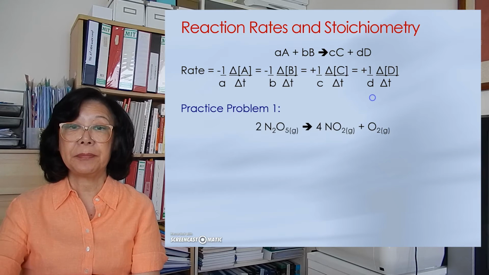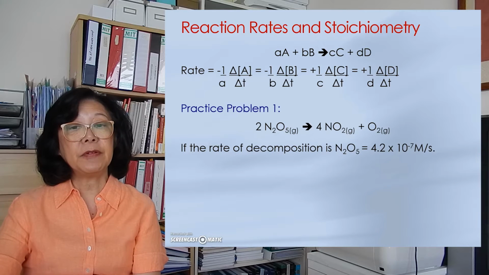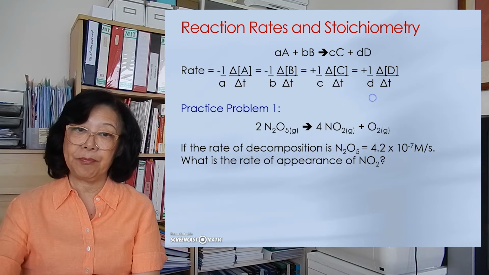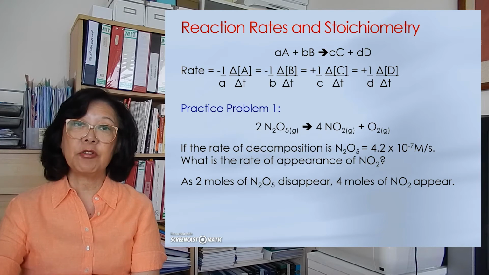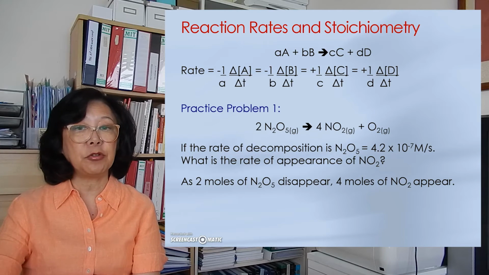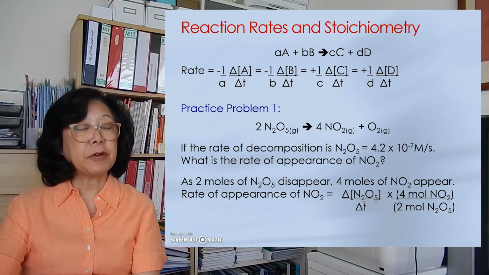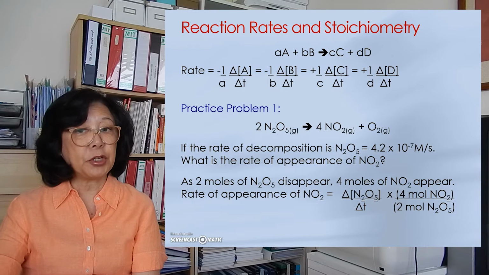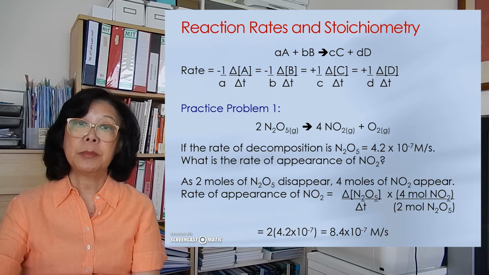Practice problem number 1. Given the reaction, 2 moles of dinitrogen pentoxide converted into 4 moles of NO2 and 1 mole of O2, and given the rate of decomposition is 4.2 times 10 to the negative 7 molarity per second, what is the rate of appearance of NO2? Now, from the stoichiometric mole ratio, we know that as 2 moles of N2O5 disappear, 4 moles of NO2 appear. Therefore, the rate of appearance of NO2 is that of the rate of disappearance of N2O5 times the mole ratio of 4 over 2, which becomes 8.4 times 10 to the negative 7 molarity per second.